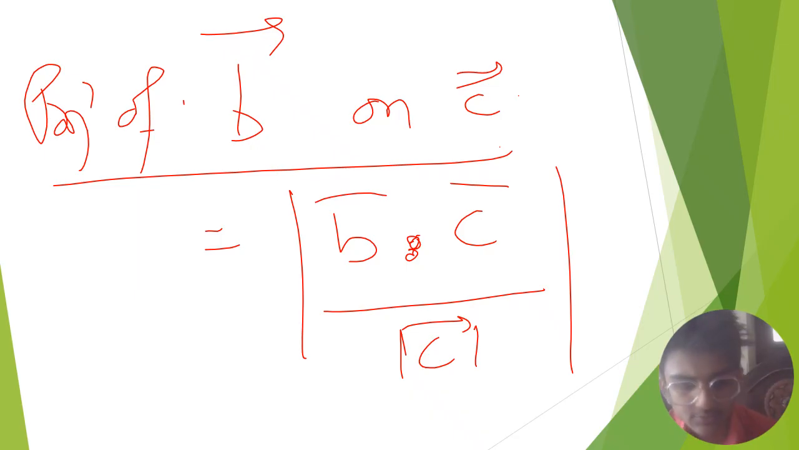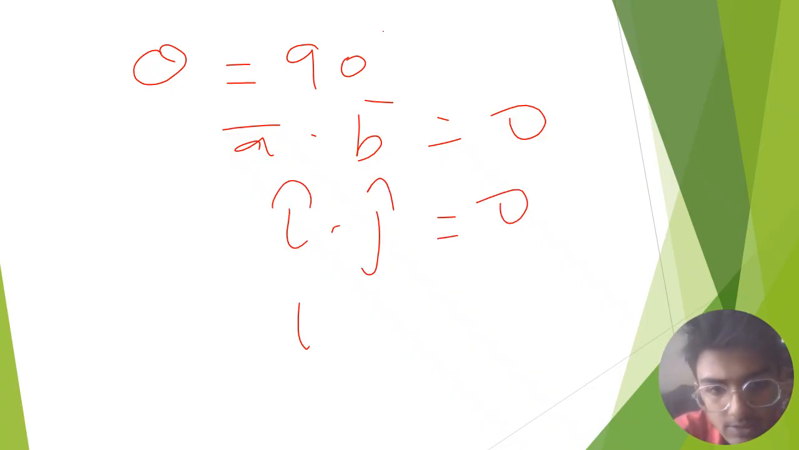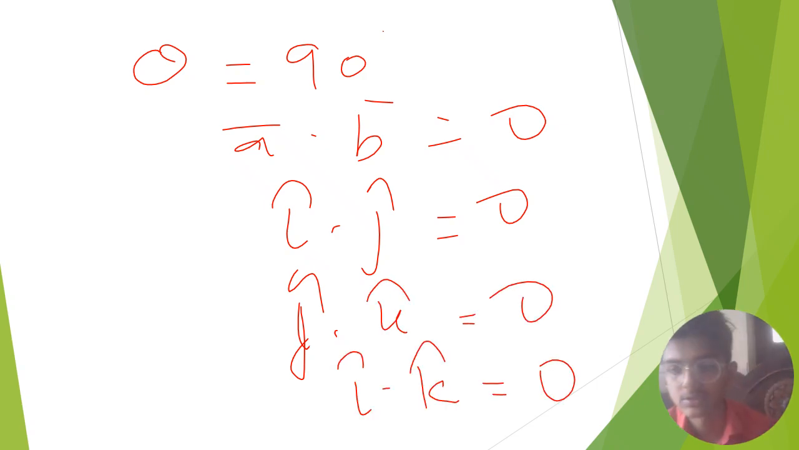And some more ideas which you must have: if theta is 90 degree, a dot b is 0. So we write i dot j is 0, j dot k is 0, i dot k is 0, because these are perpendicular to each other. They are mutually perpendicular. i, j, k are mutually perpendicular to each other. Okay, these are the unit vectors, and these are mutually perpendicular to each other. So theta is 90, then this.